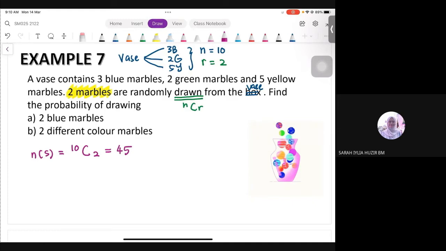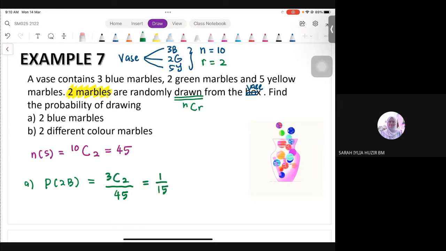Okay. Start with the sample space. Now we can find each probability. Start with the first one. We have to find 2 blue marbles. So probability of finding 2 blue marbles, straight away, no problem. We only have 3 blue marbles, we have to choose 2, so dia akan jadi 3C2. Itu baru combination, but then because it is probability, don't forget you have to divide with the sample space. So you have to divide with 45. So 3C2 divided by 45, you should get 1/15.